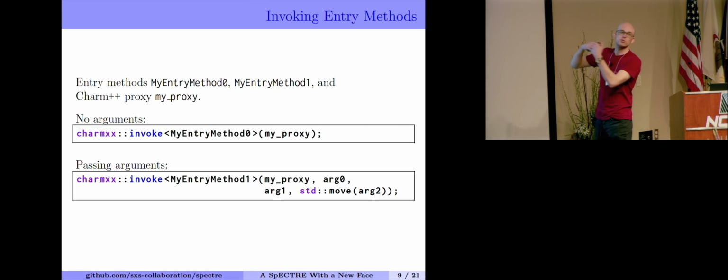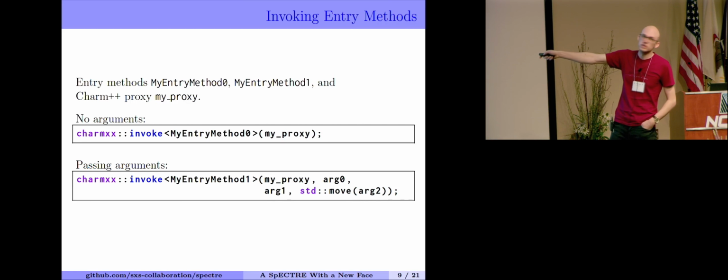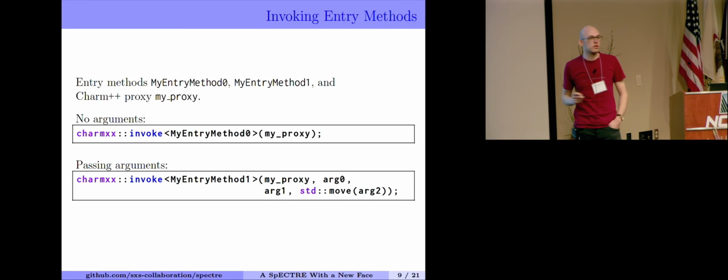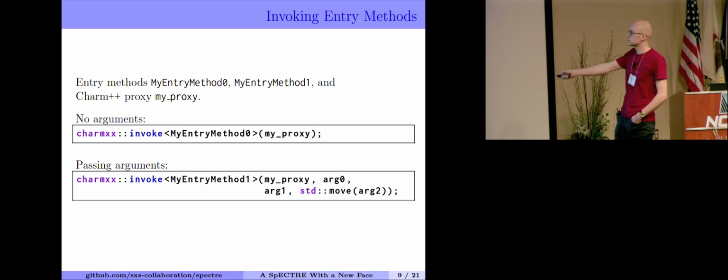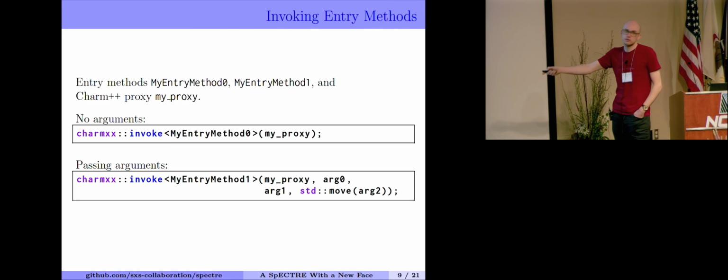So this is something that would come from Charm. You say charmxx invoke my entry method 0 on this proxy, and it will just invoke that entry method there. That's it. If you want to pass arguments, you just pass the arguments along with it. There you go. That's your call.